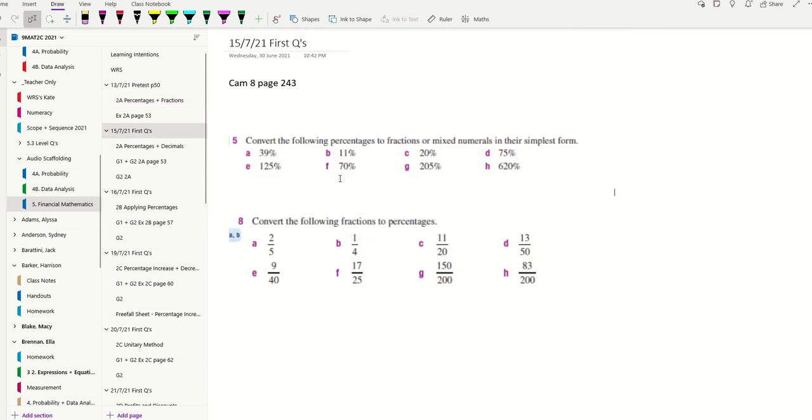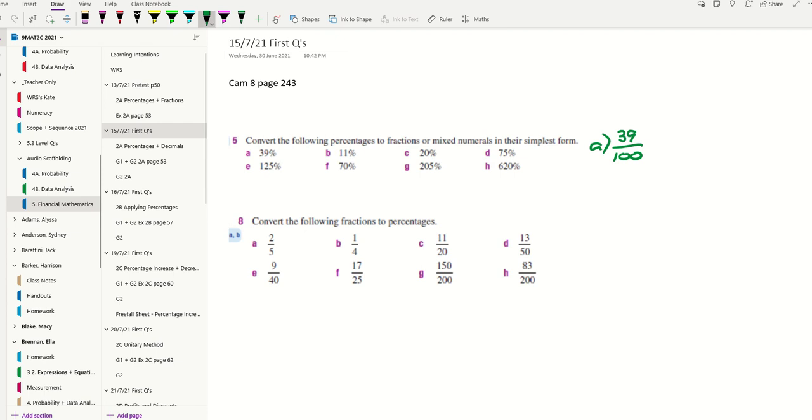So we want to convert these. What we're going to do is change the percent sign into a denominator of 100. So for that first one, we're going to do the first step. We're going to change it from 39% to 39 on 100. Then you're going to put that into your calculator as a fraction, push the equal sign as you would have seen before and see if it changes. This one here won't change because there is no common factor between them. So our answer is going to be 39 on 100.